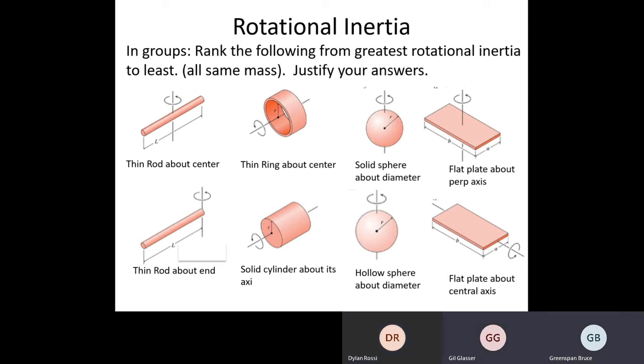So look at these two, the rods. Do you see my arrowhead? No. Okay. The thin rod about the center, and then below that is the thin rod about the end. Yeah. Which one is harder to turn? The one about the center. No. The bottom one? Yeah.